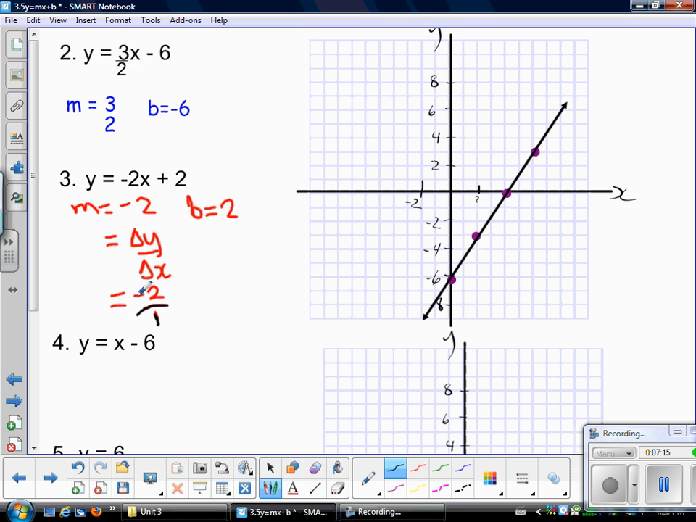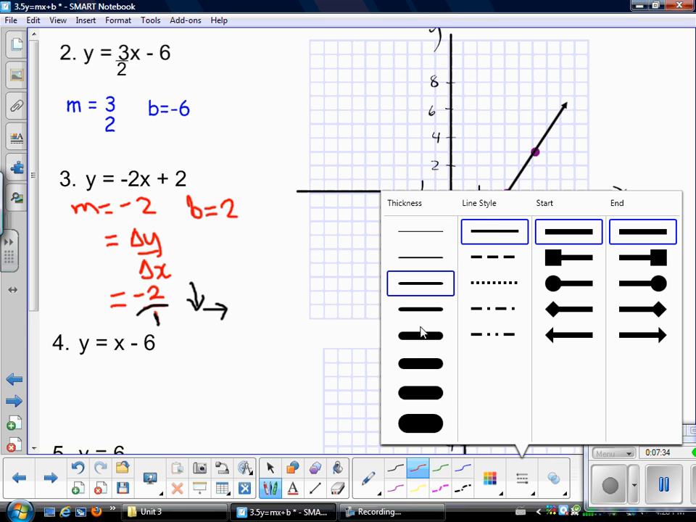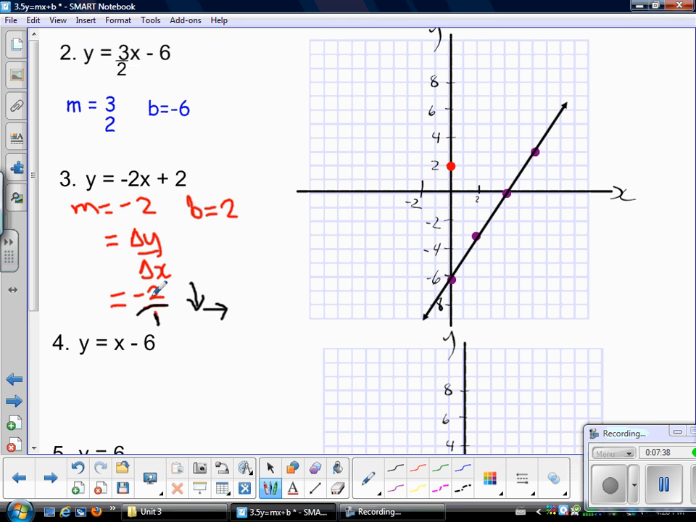Now, because it's a -2, it means I'm going to be going down 2 and then still over in the same direction that we always have. We're always going from left to right for our over part. Okay, so we're going to do it on the same grid here. So first of all, I put a point at 2, and we'll do red so that we're the same. So there is our 2. Then I need to go down 2 over 1, down 2 over 1, down 2 over 1.